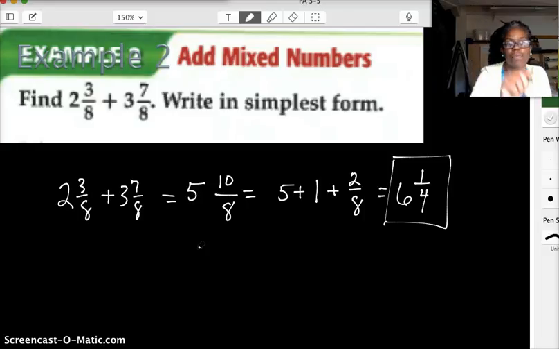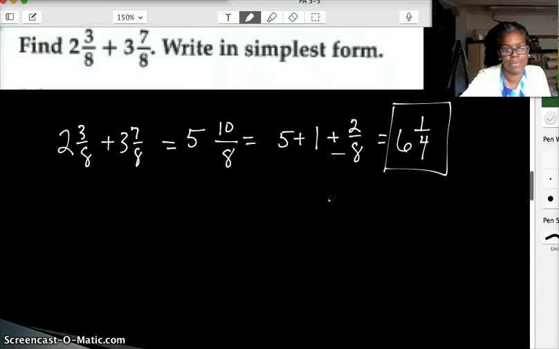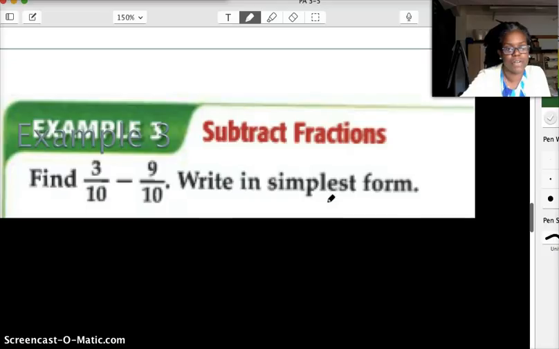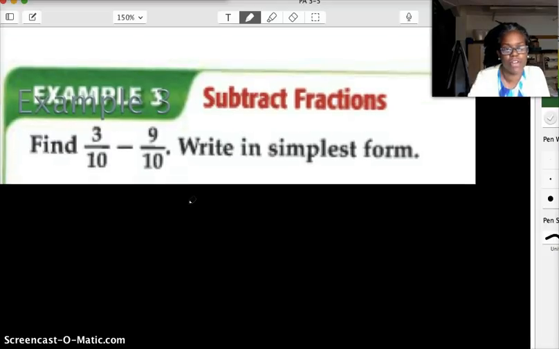All right, so when the signs are the same and I'm adding two mixed numbers, I'm just going to add the whole number portions. Then I'm going to go ahead and add the fractional portions. And if somehow I get another whole number out of that, I'm going to take that out and simplify as best as possible. Let's look at example 3. So here in example 3, we're going to subtract some fractions. So I've got 3 over 10 minus 9 over 10.